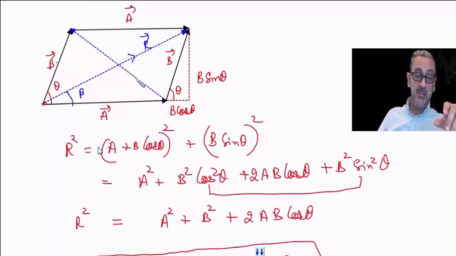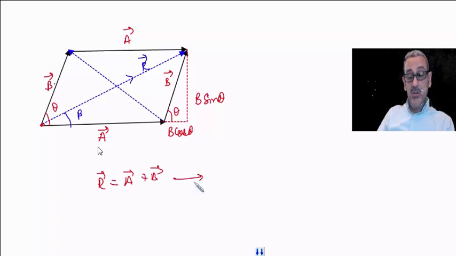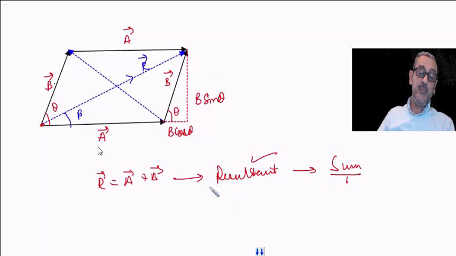So R gives me the sum. Now let us see what the other diagonal is doing. I have already explained that R is the sum of vectors A and B, and this is one diagonal. So R is equal to A plus B, which means it is the resultant. In many engineering applications or problems, you will need to find the sum. If the examiner says find the resultant, then you have to find the sum.